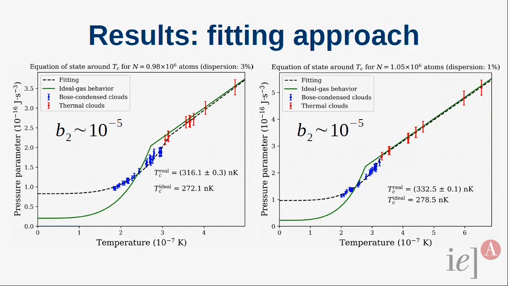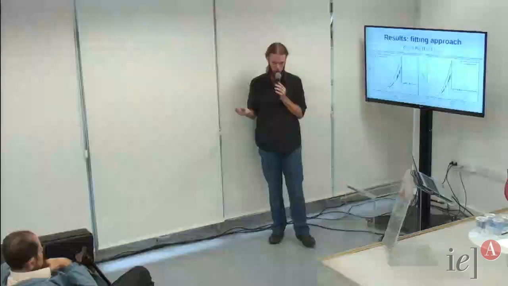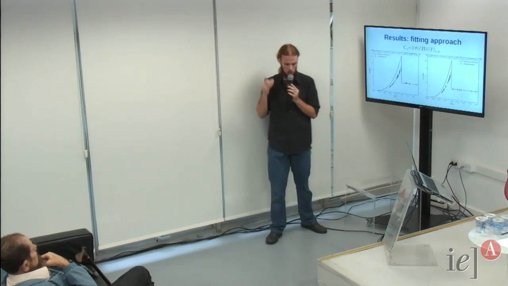And then having the equation of state, we can use the result that the internal energy is 3 times the pressure parameter times the volume parameter. And as the volume parameter and the number of atoms are fixed, we can find the heat capacity just as the derivative of the equation of state with respect to temperature. So we see here the classical sharp peak for the heat capacity that it should have, but in fact, as I just told you, the critical temperature is overshot, and as the system is finite, this should not be so sharp.